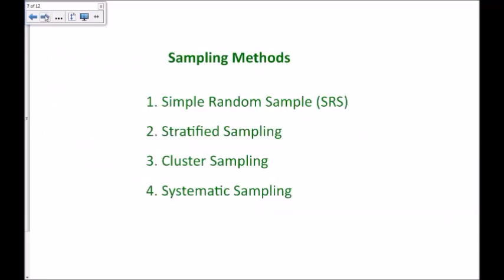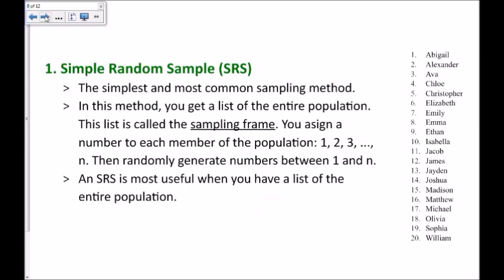Okay, the last major topic in this chapter is sampling methods. There are 4 that we'll focus on. You have to know all 4 of these pretty thoroughly. Okay? The first is a simple random sample, otherwise called an SRS. This is the simplest and most common sampling method. In this method, you will get a list of the entire population. This list is called the sampling frame.